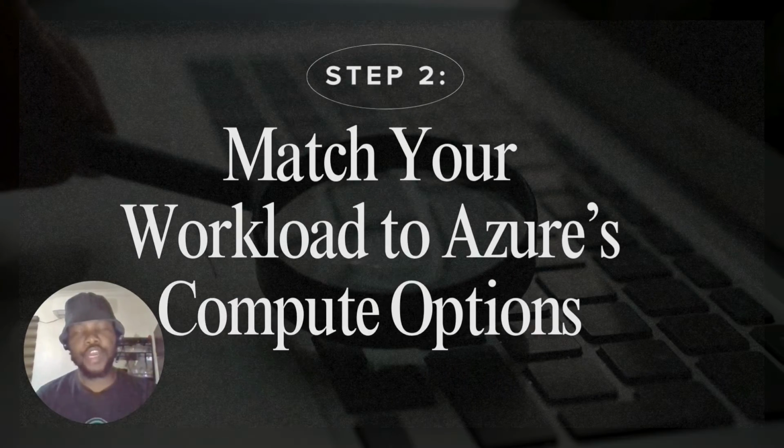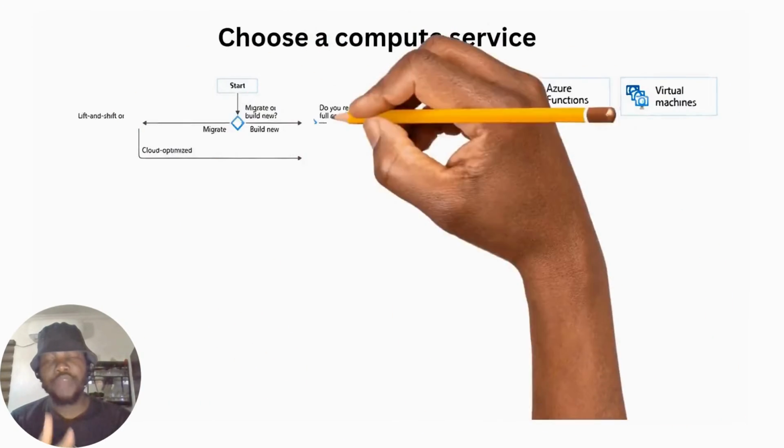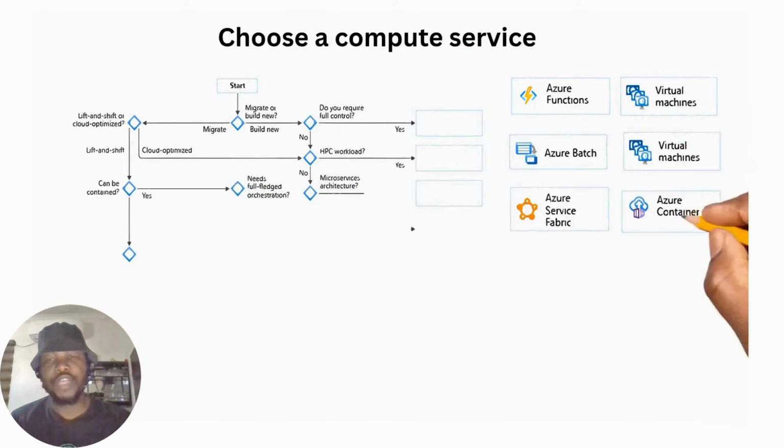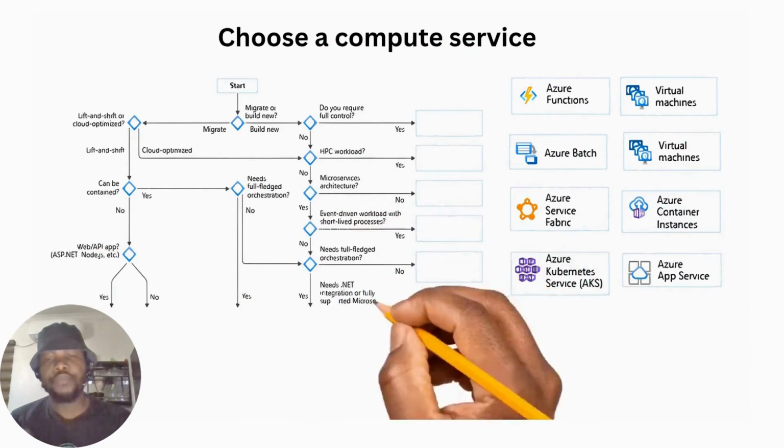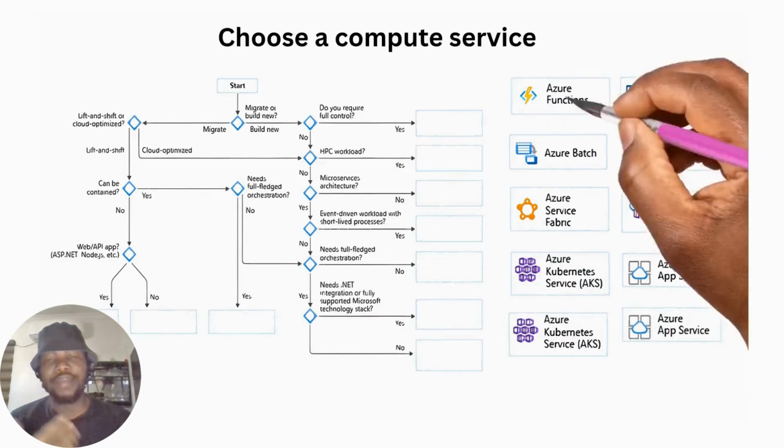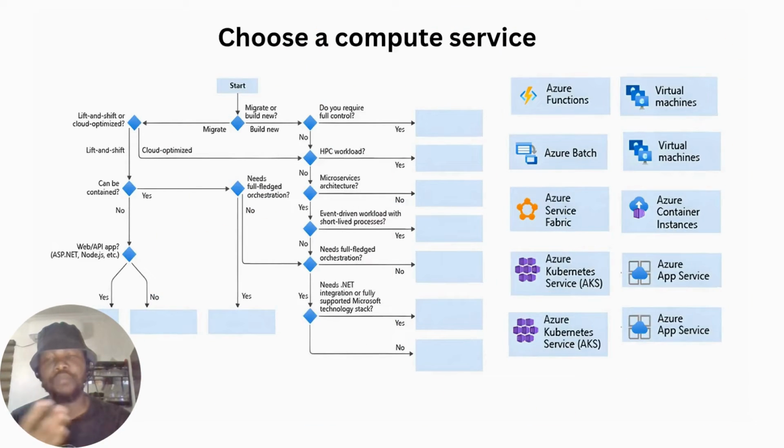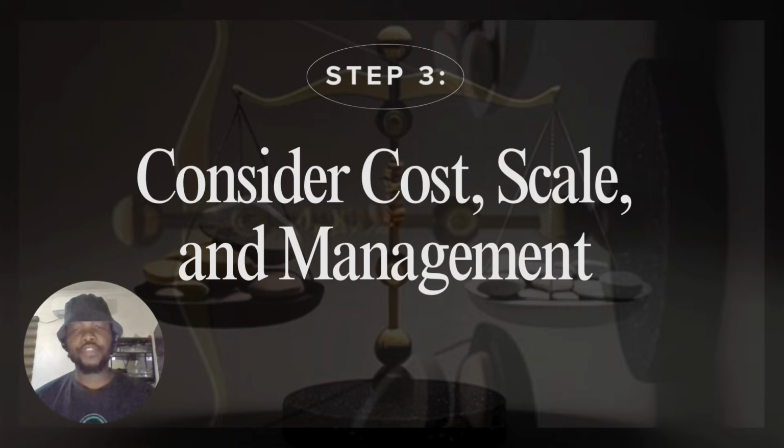Now it's time to check out Azure's compute menu. Here are the main options. The diagram refers to two migration strategies: lift and shift and cloud optimized. The output from this flowchart is your starting point, and the next step is to evaluate the service to see if it meets your needs. The last step is to fine-tune your choice by balancing three things: cost, scalability, and management.